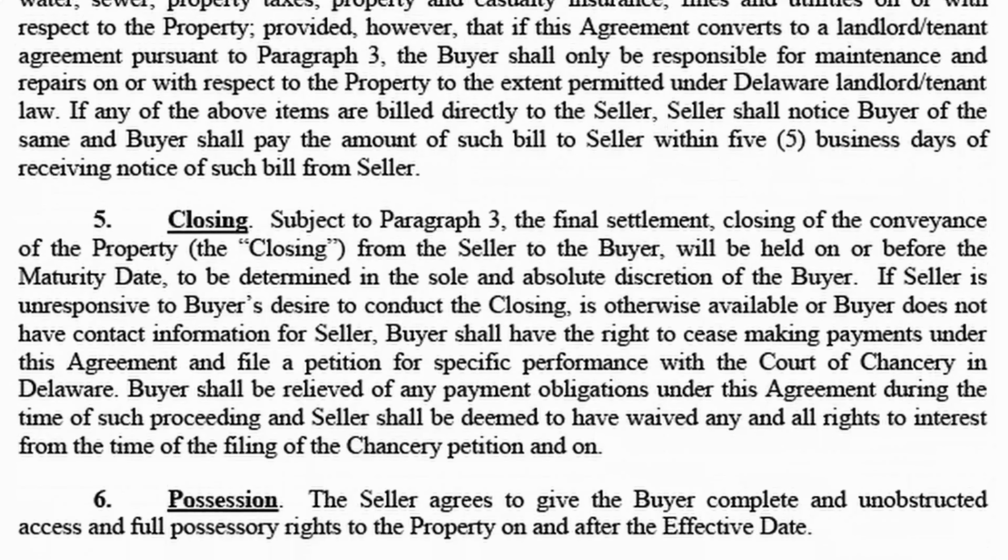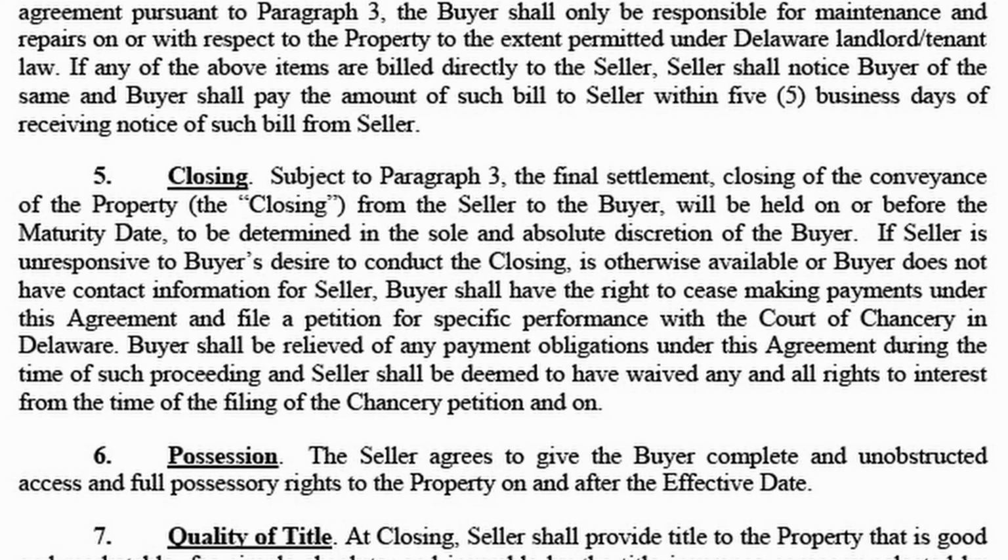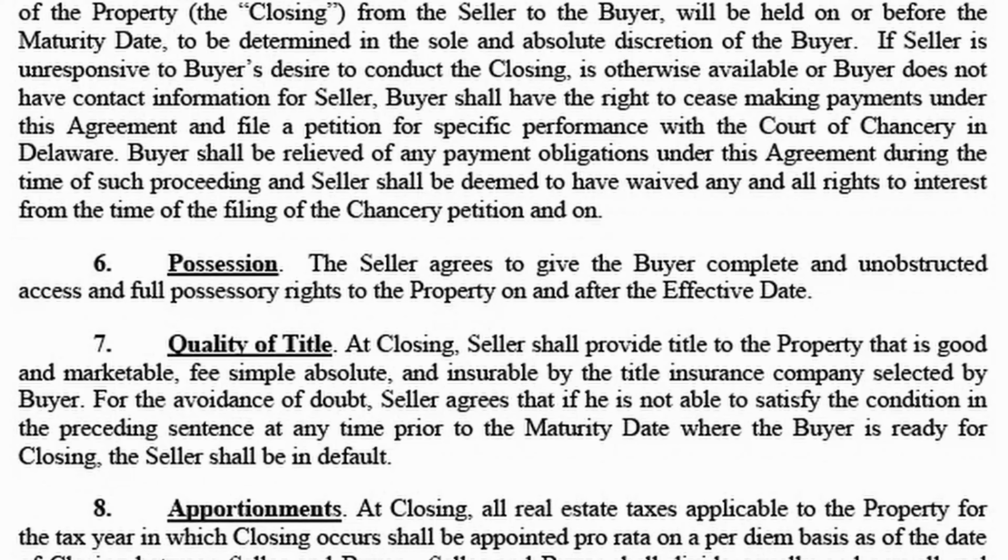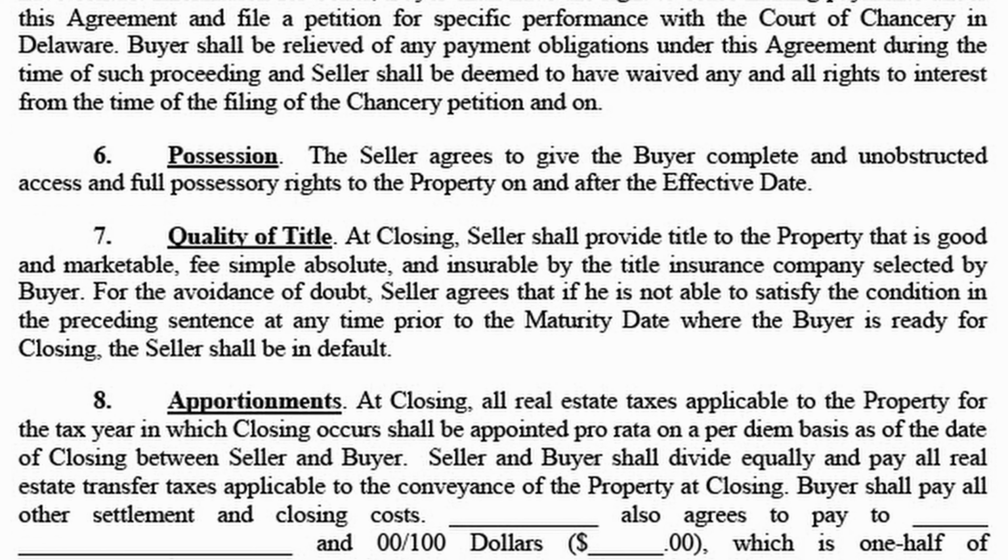Section 5 deals with the closing and when the closing is going to be. Section 6 is the possession of the property. So obviously the buyer's going to have possession because it's a lease purchase. The buyer's going to have unobstructed possession of the property. 7, the quality of title. So good marketable title. It's got to be insurable at regular rates.